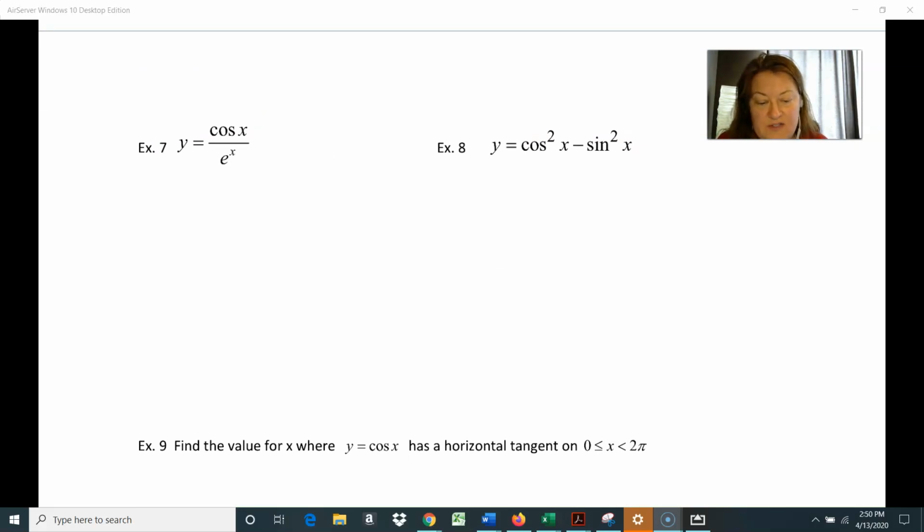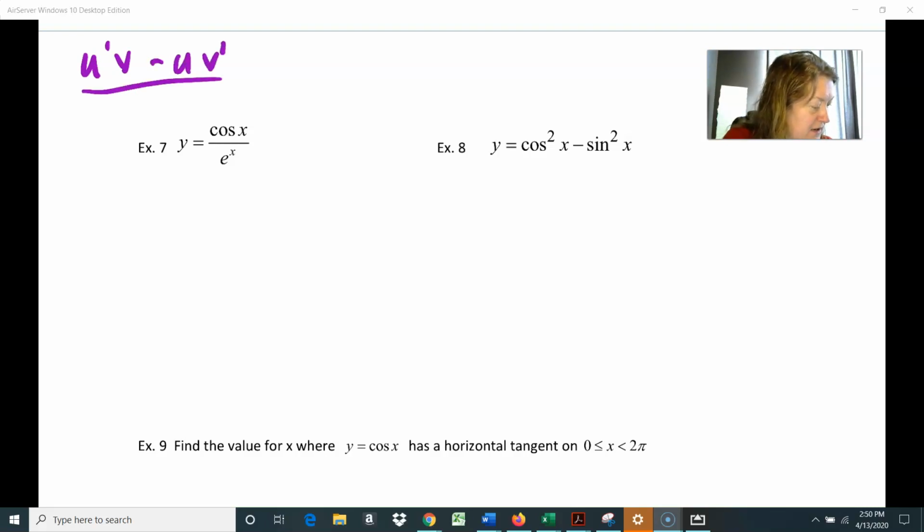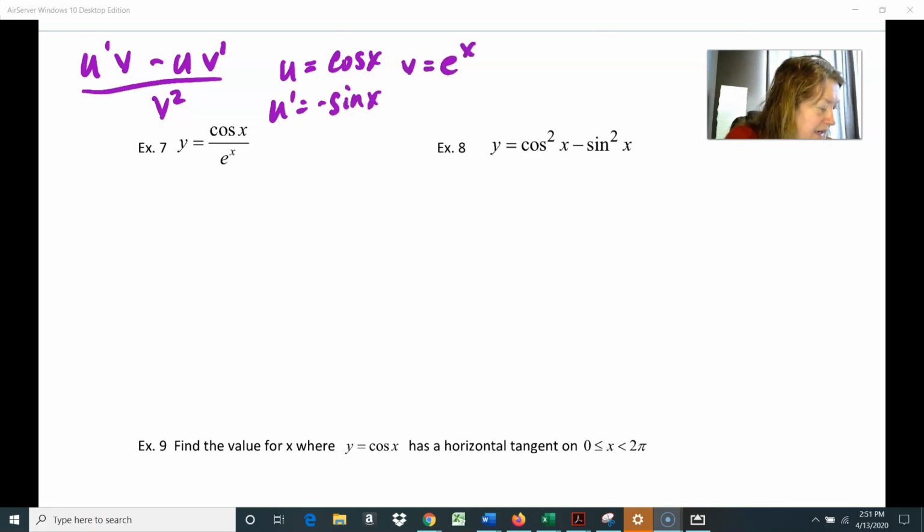All right, so our next two, let's see, looking at example number 7, I can see that there are two x's that are going to be divided by each other. So this is going to be quotient rule. So remember, quotient rule is derivative of the first thing times the second thing minus keep the first thing, derivative of the second thing, all over the second thing squared. So our first thing is cosine of x. Its derivative is negative sine of x. The other thing is e to the x, and yay, the derivative of that one, my favorite one, is still e to the x.